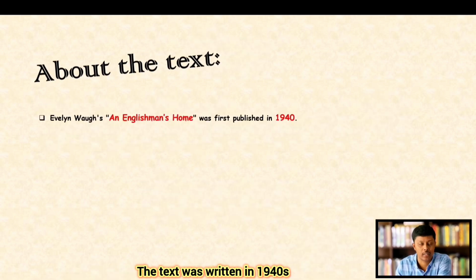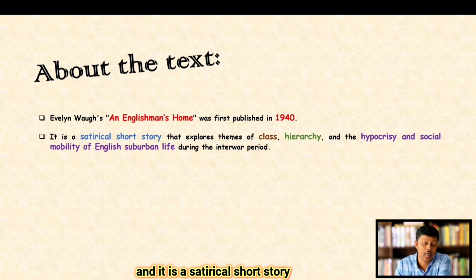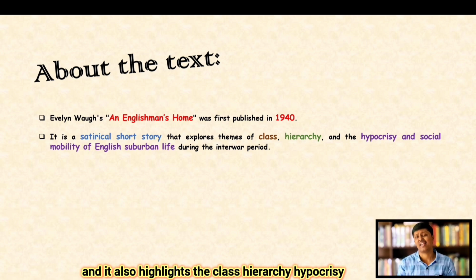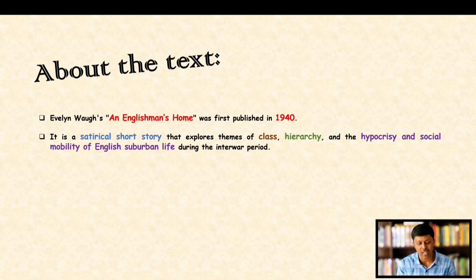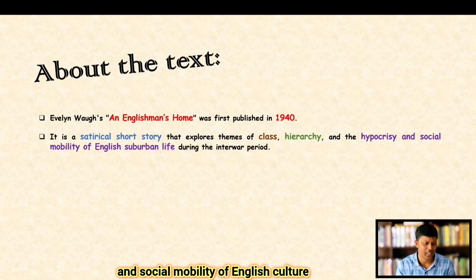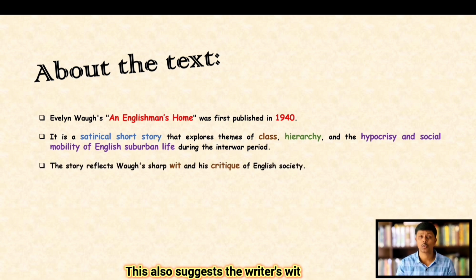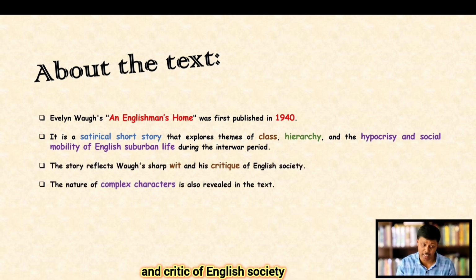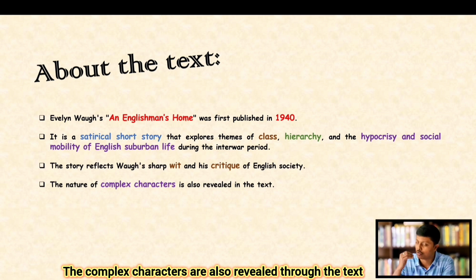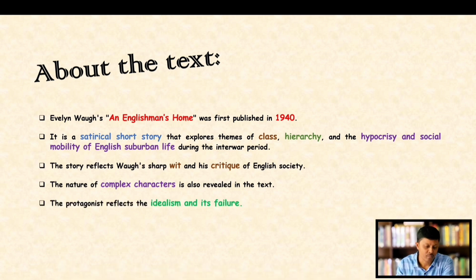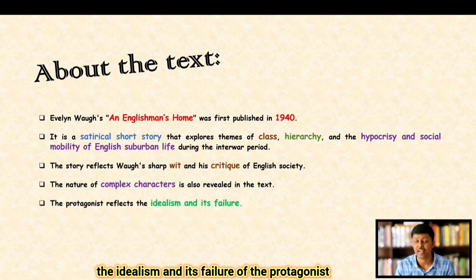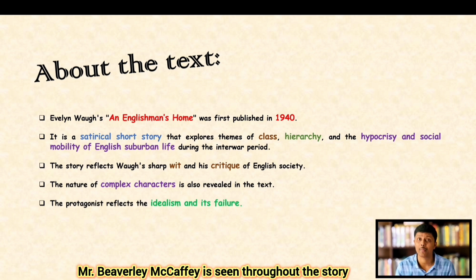The text is written in the 1940s and it is a satirical short story, and it also highlights the class hierarchy, hypocrisy, and social mobility of English culture or suburban life during the interwar period. This also suggests the writer's wit and critique of English society. The complex characters are also revealed through the text, and finally, the idealism and its failure of the protagonist, Mr. Beverly Metcalfe, is seen throughout the story.